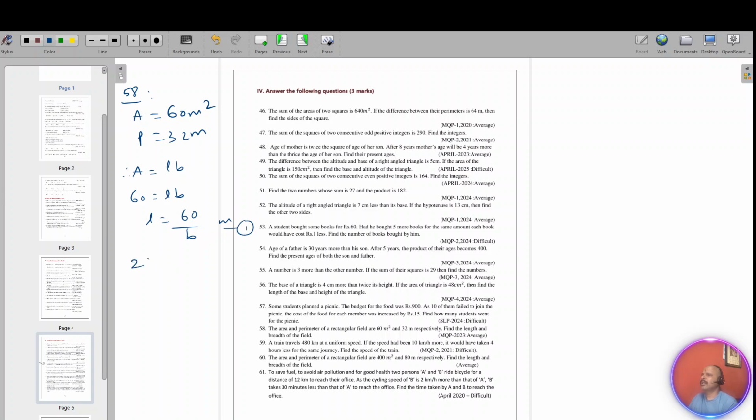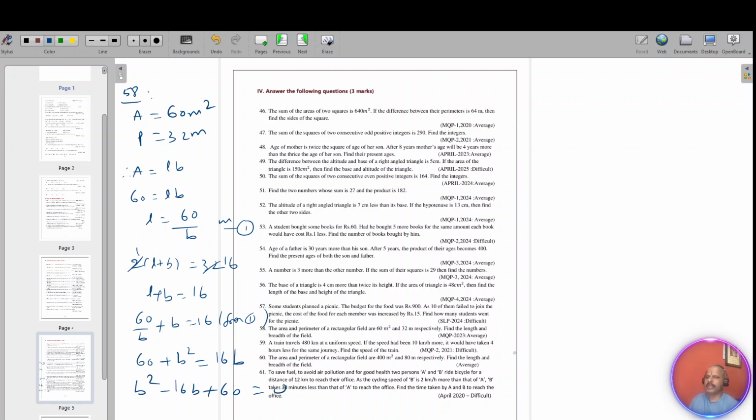And perimeter is 2 of L plus B equal to 32. 2 into 16. Just simplify here itself so that we avoid larger number calculation going forward. So L plus B equals 16. From 1, L becomes 60 by B plus B equal to 16. Take the LCM and construct a quadratic equation. It becomes 60 plus B square is equal to 16B. Take the 16B to the left side, it becomes B square minus 16B plus 60 equal to 0.